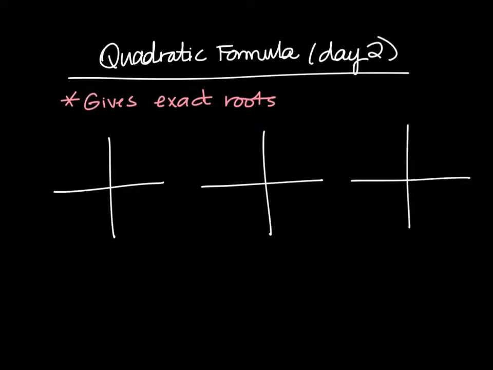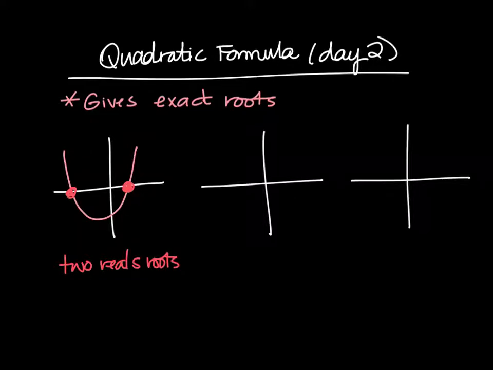All right, so today in class we talked about the quadratic formula and that the whole purpose is that it's going to give us exact roots. We talked about how when we have the quadratic formula, we look at parabolas, and we're looking at where our parabolas are crossing the x-axis. So this first one is an example of two real roots because it's going to cross twice.